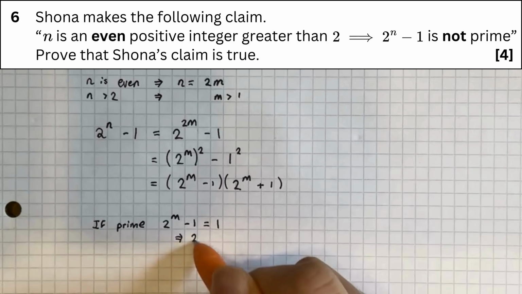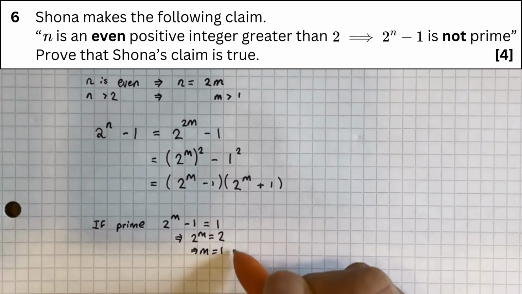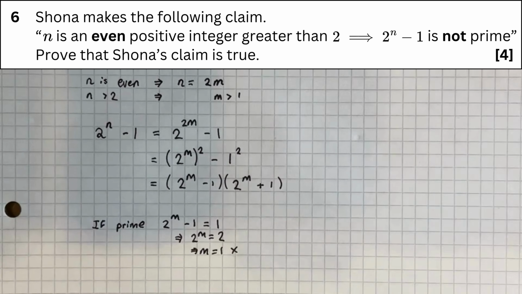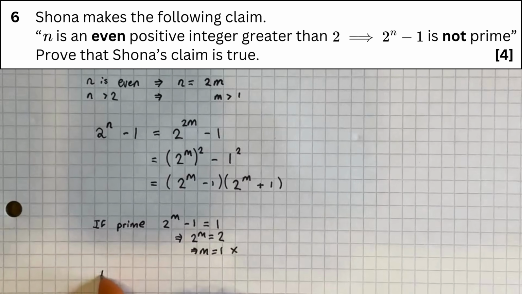So we can add 1 to both sides. 2 to the m is equal to 2. This means m is equal to 1. We've already said above that m has to be bigger than 1. So this gives us our idea why it's not true.